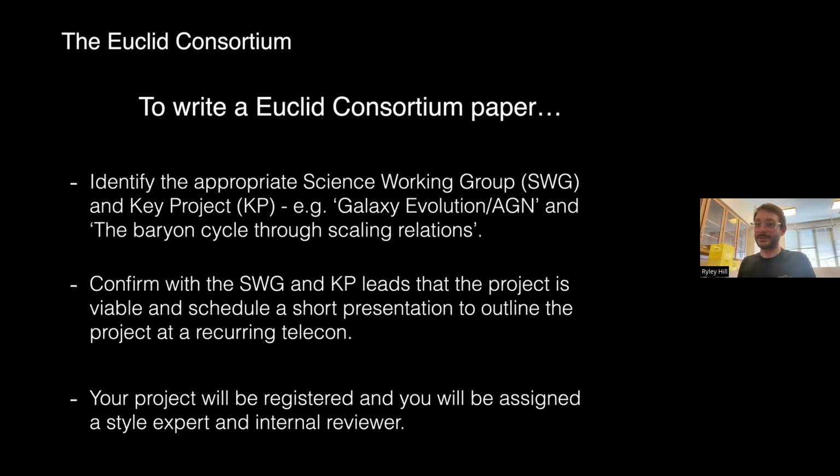This next part is for students who might already be in Euclid, like the person that asked the question from UVic. If you are already in Euclid and you have an idea, or something you want to work on with Euclid data, and you want to write a Euclid paper, there are a few steps. It is a big collaboration, so there's some bureaucracy hoops to jump through. You need to identify the appropriate science working group and key project. Again, these are all things that your supervisor would probably sort out for you.